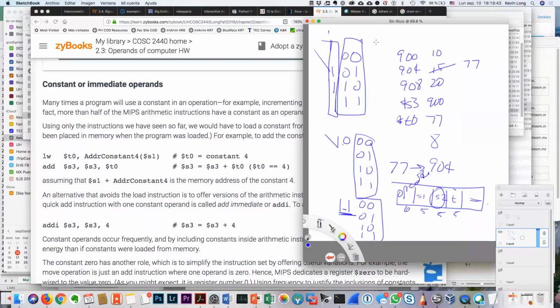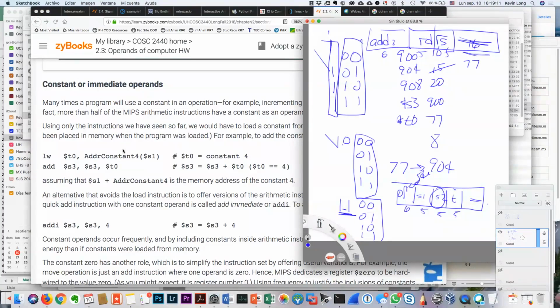So there's a version of add called add immediate. And in add immediate, you've got your destination, one of your sources, and then you've got 16 bits left over. So this is 6 bits, this is 5 bits, this is 5 bits, that's half. You have the remaining 16. You can put a signed integer in here, anything from plus 2 to the 15th to minus 2 to the 15th. And that's a pretty decent range.